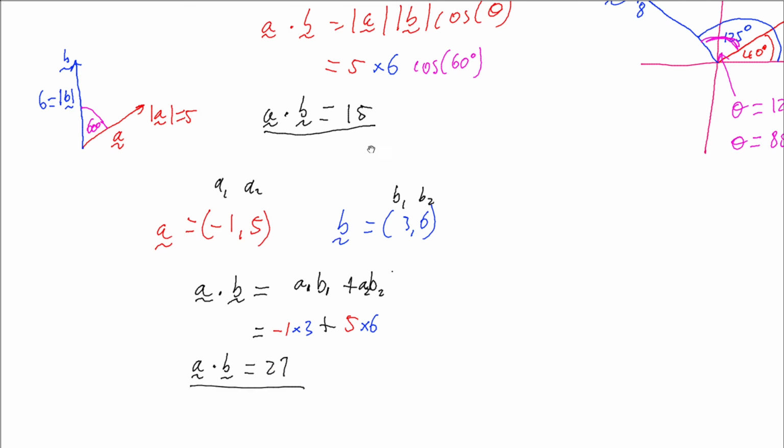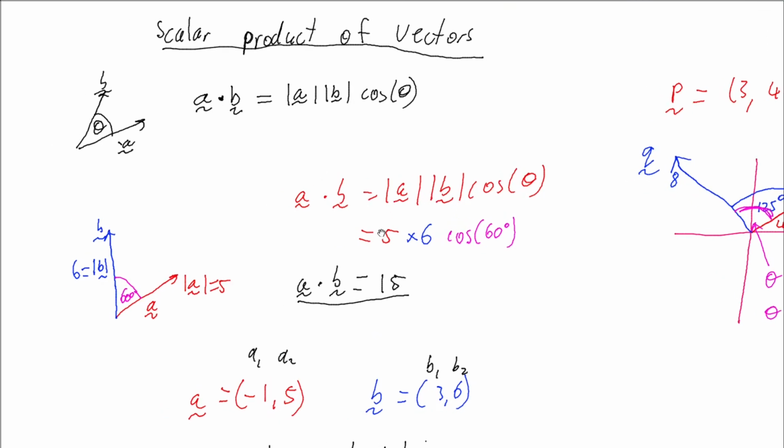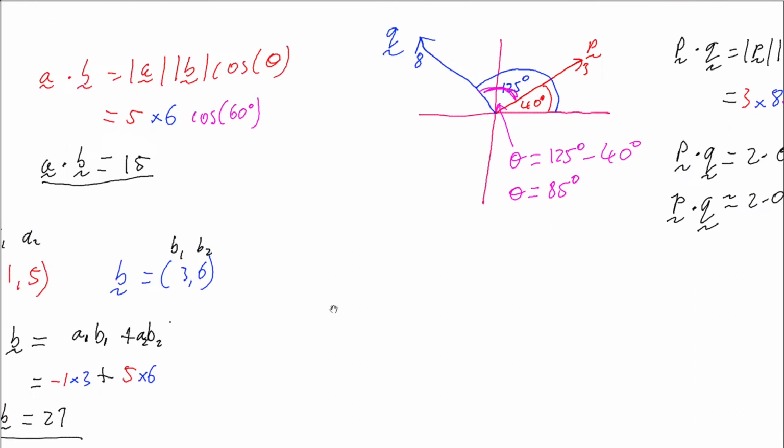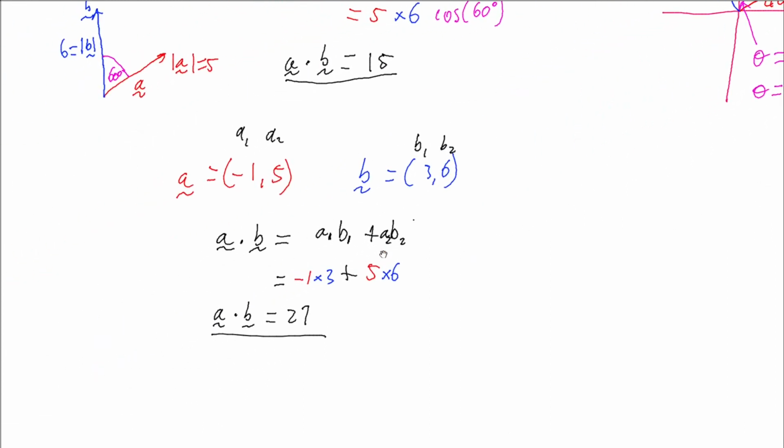So there we go. The scalar product of two vectors is the product of the magnitudes and the cosine of the angle between them. If we know that information, we can apply the rule. If we have polar vectors, we just need to draw the diagram so we can figure out which one to subtract to get the angle between them, and then apply our rule. And if we're in component form, we have this alternative rule, A1 B1 plus A2 B2, the product of the x's plus the product of the y's.